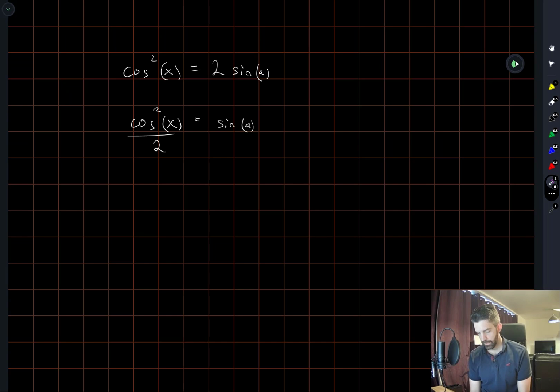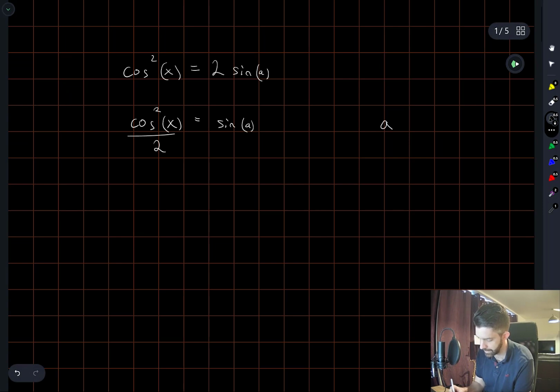So cosine squared x is always between 0 and 1. Sine a is always between -1 and 1. So the thing on the left-hand side, when it's written like this, is always between 0 and a half. It can take on any value between 0 and a half as x ranges over all the reals. So we need to find values of a such that the right-hand side is between 0 and a half. And we're given that a is between 0 and pi.